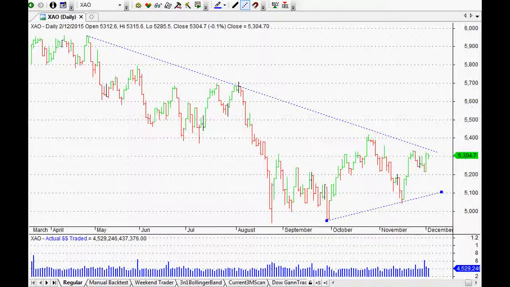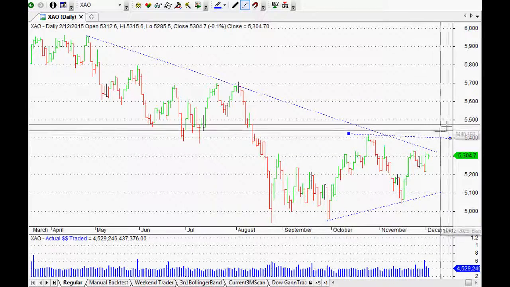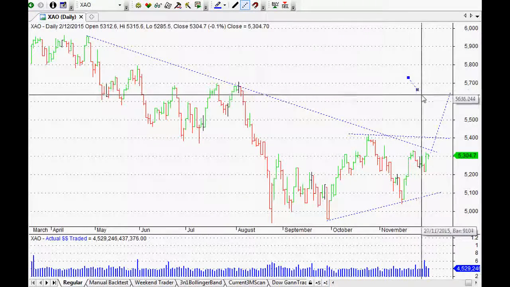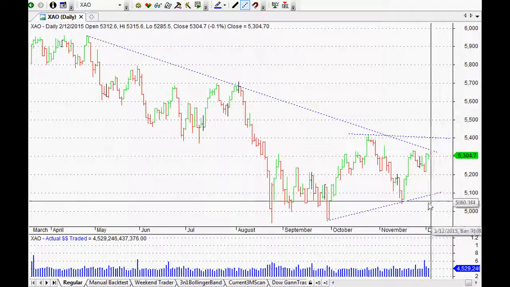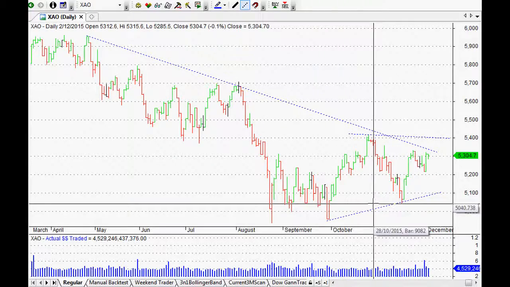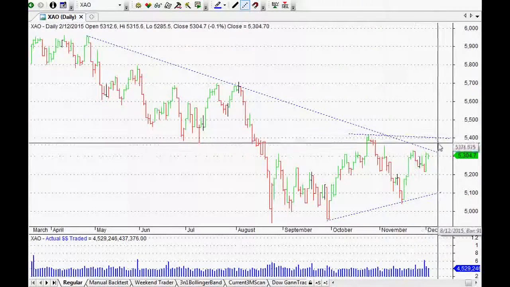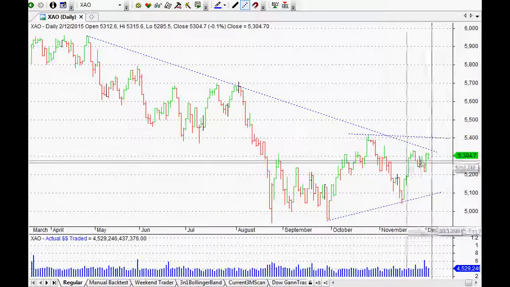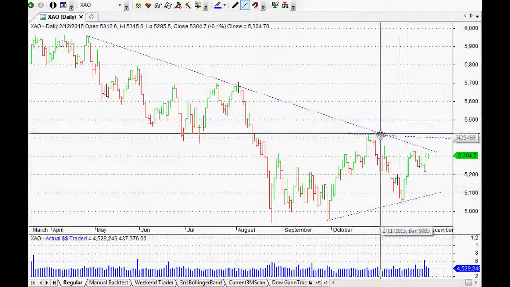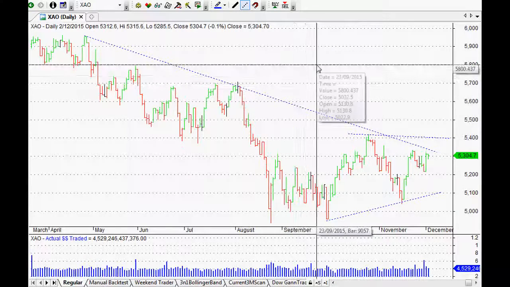So potentially, I'd be looking for a breakout above 5,400 if that was going to be an up move. However, if it was going to be a down move, it would be below this level here, so about 5,040, and I'd be wary of false breakouts as well. We might get a move upwards that comes back inside that range. So that's the range, 5,400 to about 5,050. So that's a quick technical view of the world markets.